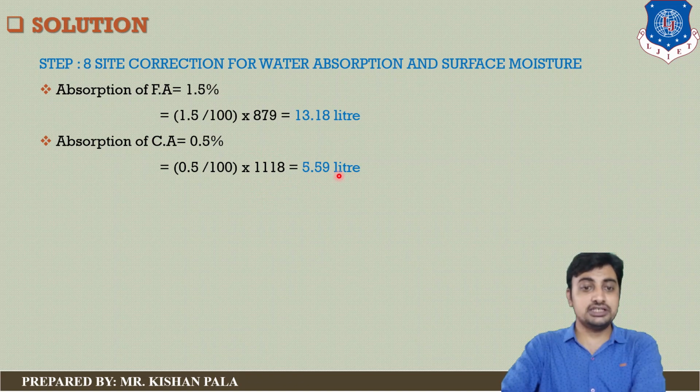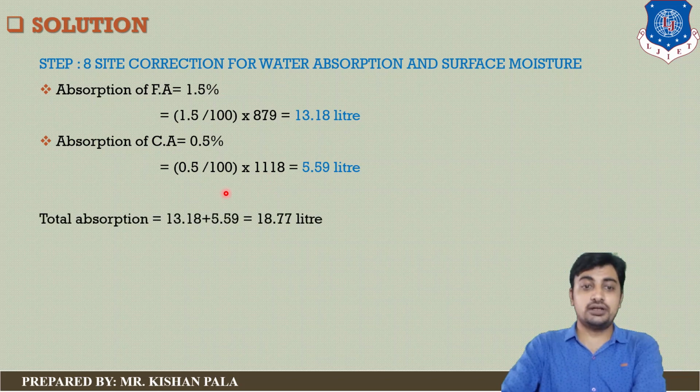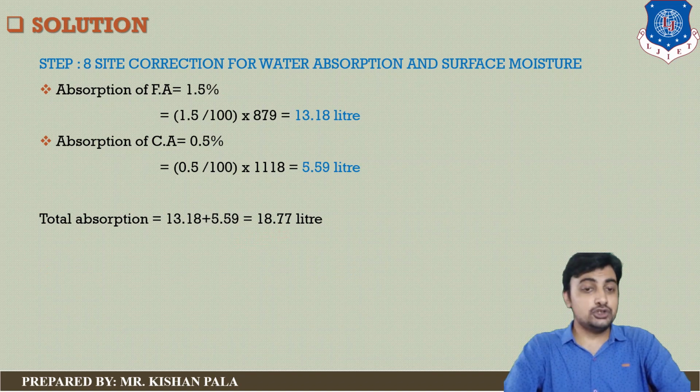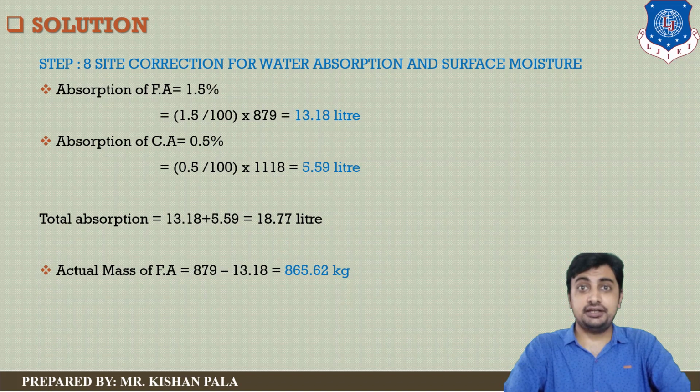So calculate this value: 0.5 divided by 100 multiplied by 1118 kg, and total absorption will be 13.18 plus 5.59. So total value will be 18.77 liter.